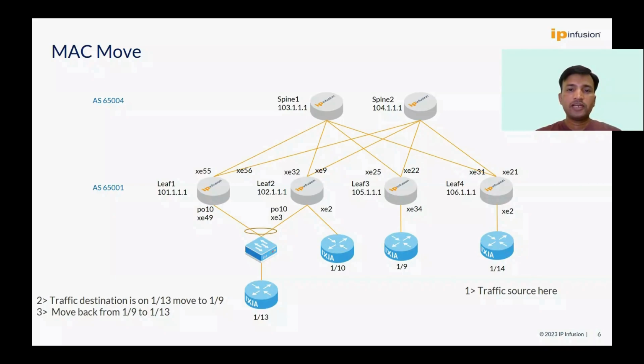To demonstrate the MAC-move, in the original topology, we have introduced leaf 4. So the leaf 4 connected Ixia will act as a source of the traffic, and it will be sending the traffic towards the host behind leaf 3 or this particular MH group. So we will try to move the MAC from 1/13 to 1/9 or 1/9 to 1/13, and we will see how the MAC movement is happening, and accordingly how the traffic is steering towards the port where the MAC has been learned.